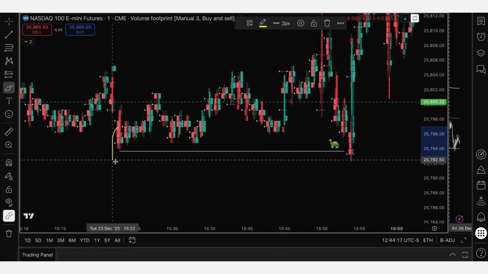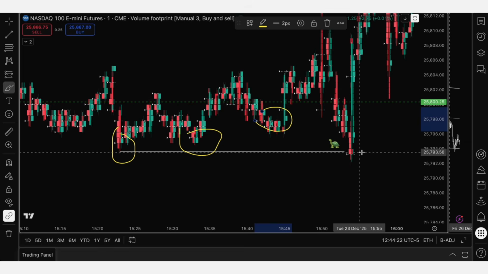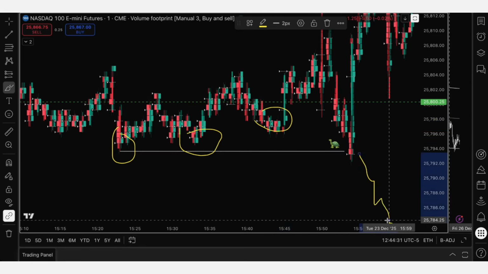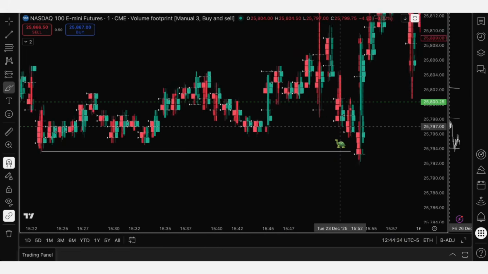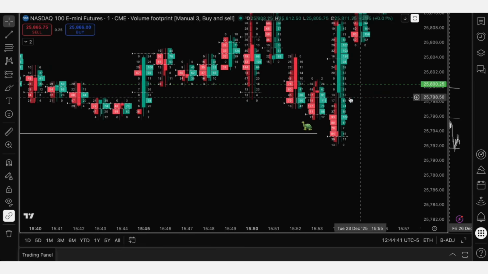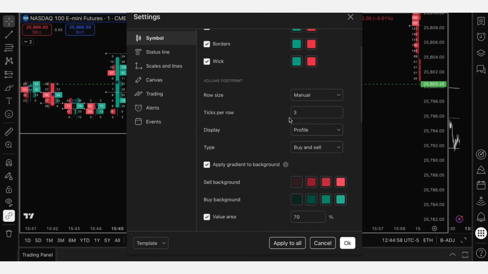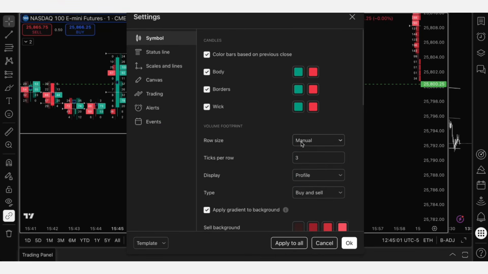Here we can see the relative lows, and the price came and manipulated them. How can you know if it's the turtle soup, where you can jump into the long position, or the continuation pattern where price wants to move lower? Let's zoom in here. By the way, it's the TradingView footprint candle. It's volume based on the tick volume, not the order volume, but it can help you to estimate the auction going on in the market. Here are the footprint settings that I use: manual, 3 ticks per row, and profile.